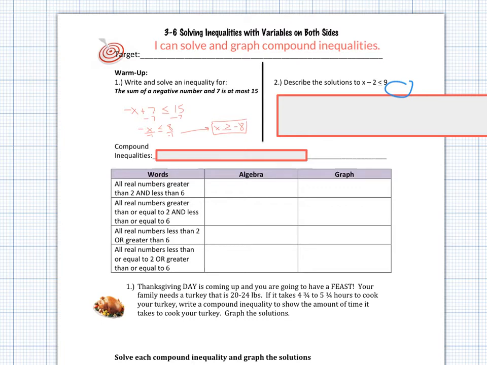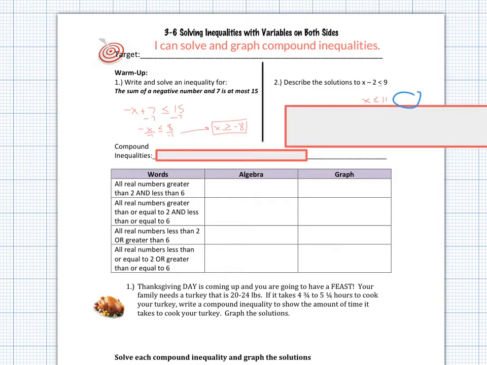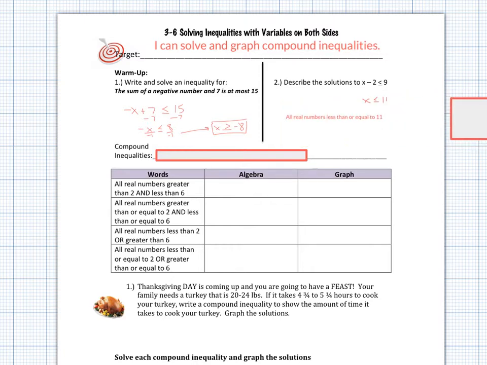Describe the solutions to x minus 2 is less than or equal to 9. Well, you would add 2 to both sides and get x is less than or equal to 11. So if we're going to describe that, that's everything that is less than or equal to 11. So that's all real numbers that are less than or equal to 11. All right, so that's just a basic warm-up to get you thinking about inequalities.